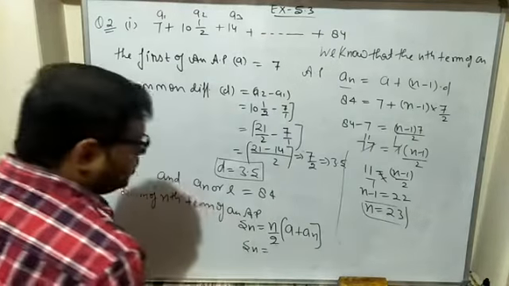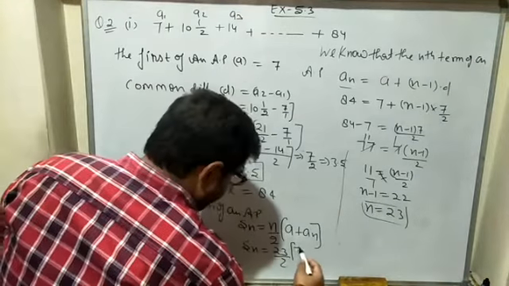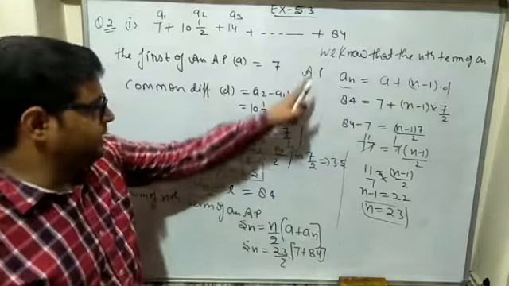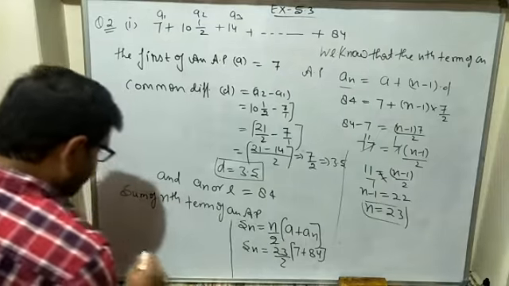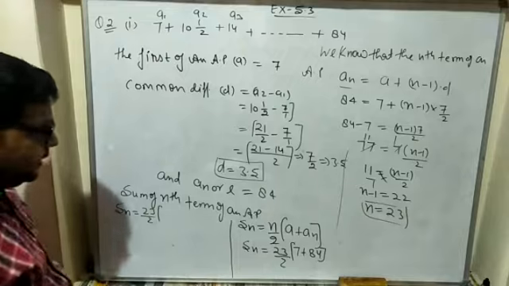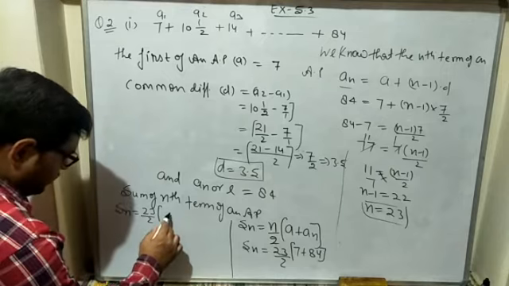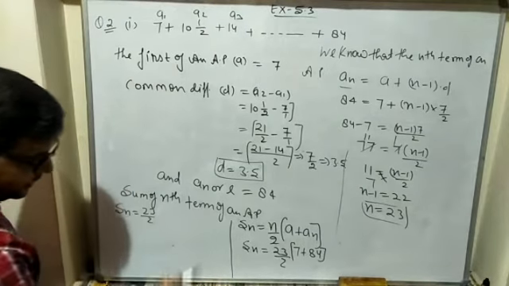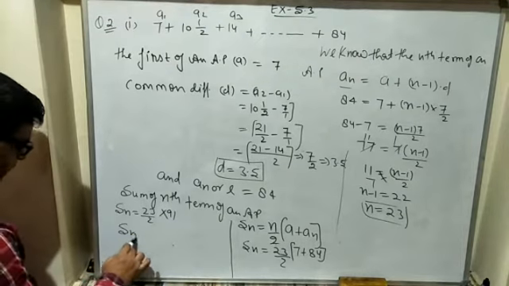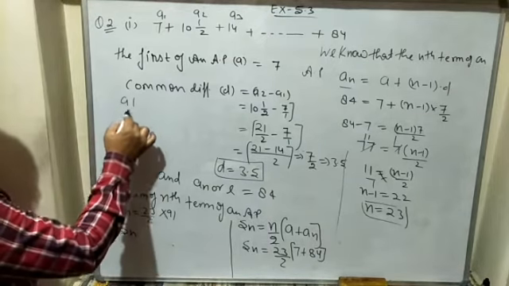So Sn equal to n, that is 23 upon 2, into (the value of a, 7, plus 84), because an is 84. Then further, Sn equal to 23 upon 2 into 84 plus 7, that is 91. So you can multiply these two values, and then let's see that multiplication.